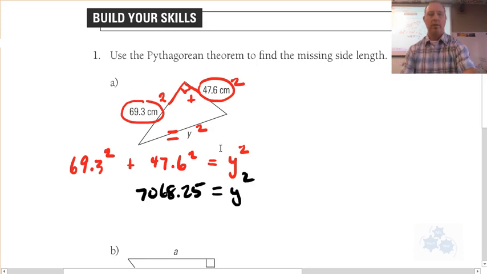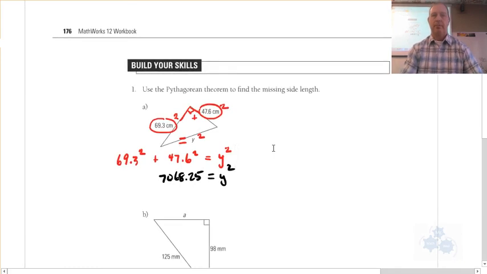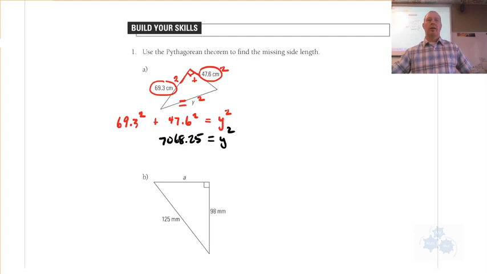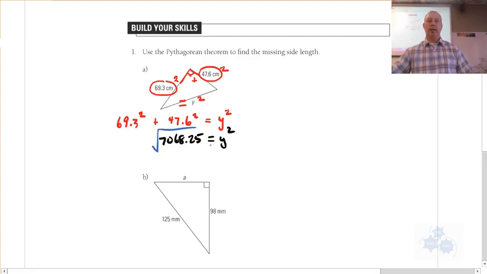Okay, I'm zoomed in quite a bit here. All right, so is this my answer? 7,068.25, is that my answer? No. What do I have to do? You gotta square root that thing right there.